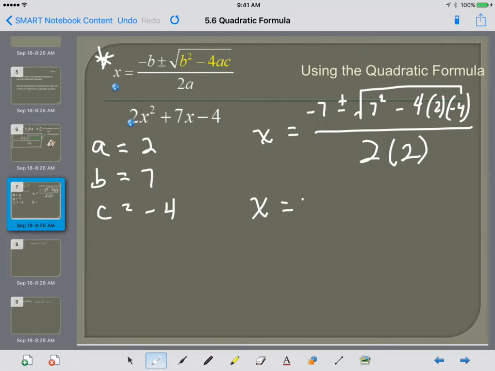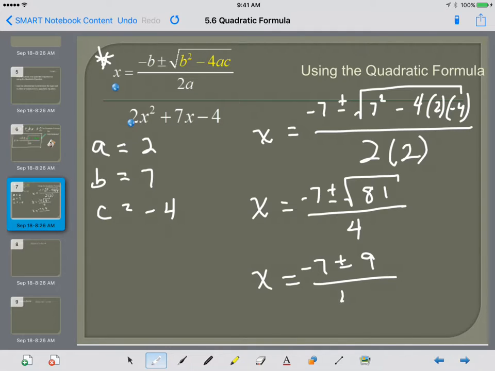I'm going to start with underneath the radical. So negative 7 plus or minus the square root of 7 squared, which is 49. Then we have negative 4 times 2 times negative 4. Well, that's going to give us negative 8 times negative 4, which is a positive 32. 49 plus 32 is a positive 81, all divided by 2 times 2, which is 4. Now we know what the square root of 81 is. It's going to be negative 7 plus or minus 9 divided by 4.